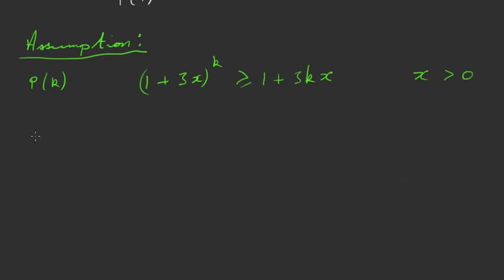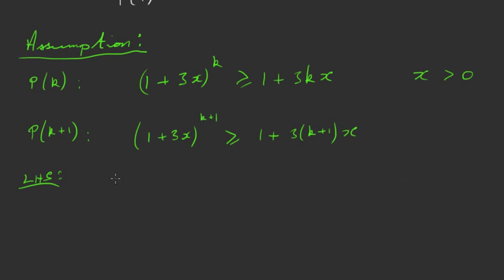And if this is true, can we prove that Pk+1 is true? So let's see if we can do that. So we want to prove that (1 + 3x)^(k+1) is greater than or equal to 1 + 3(k+1)x. Okay, so the way we're going to do this is we're going to look at the left hand side and see if we can just rearrange that. So let's look at the left hand side first.